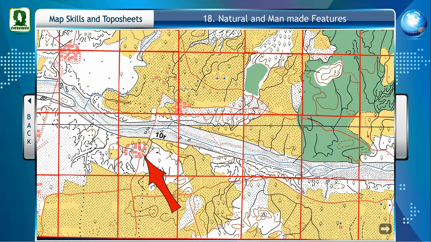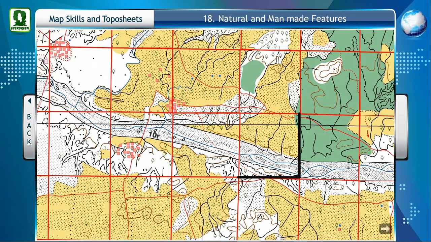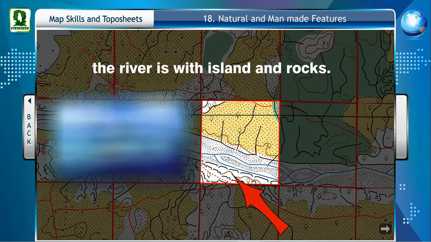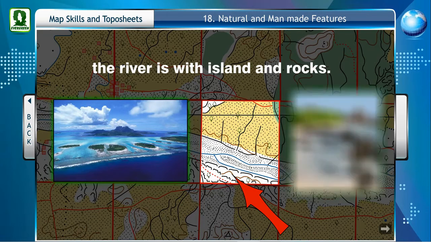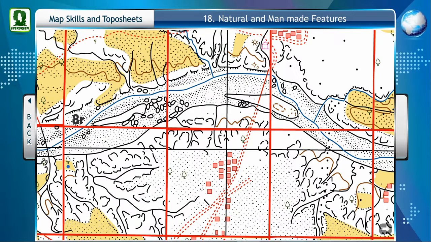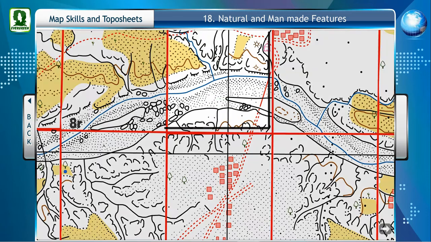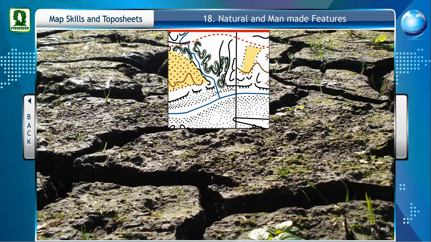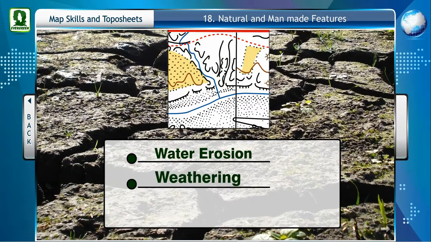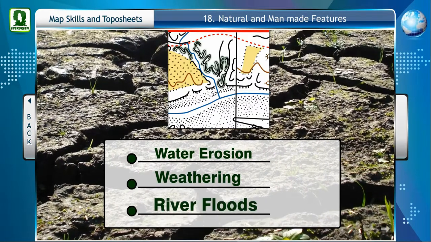You can also find some other symbols along its riverbank. Look at grid 8881 carefully. From these symbols, we can say that the river is with island and rocks. Besides, the tiny black curved lines on grid 8483 indicate broken ground which is caused due to water erosion or weathering or by river floods.